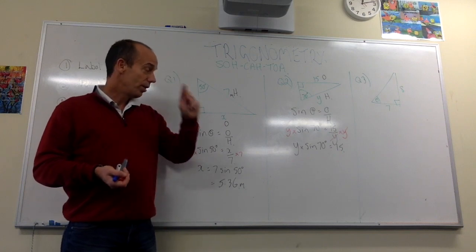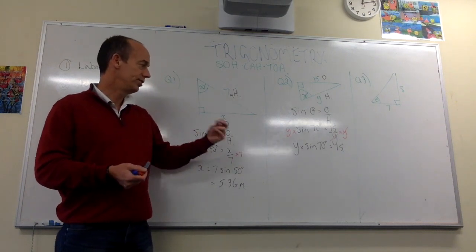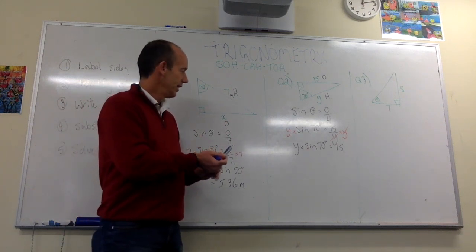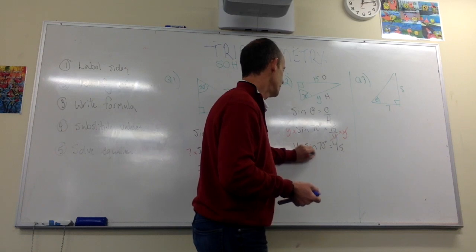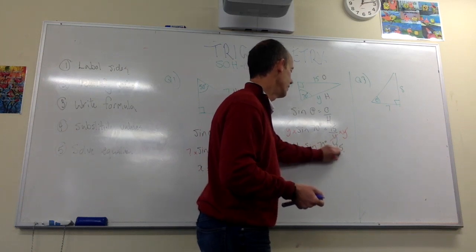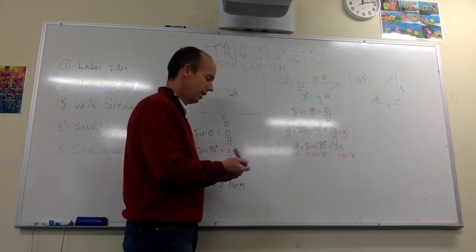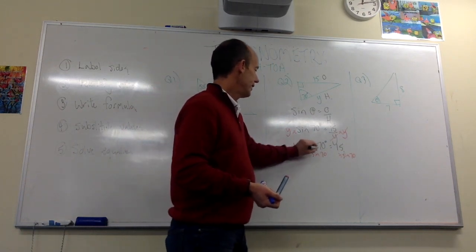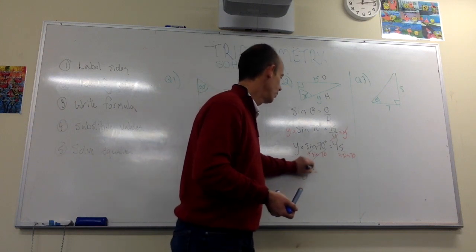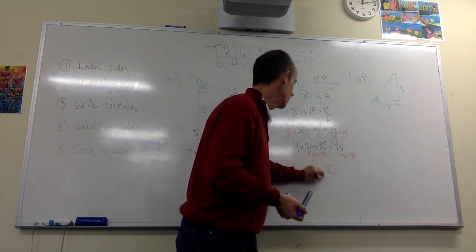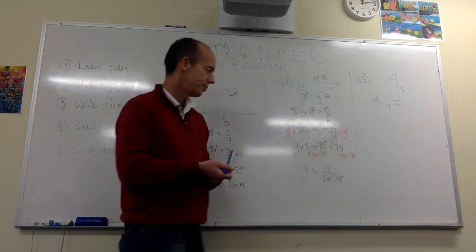Now I'm trying to get the y by itself, and y is now not in the denominator, it's in the top line. So here, what I can do is divide by sine 70 degrees. And I need to do it on both sides. Divide by sine 70. When I do that, this sine is going to cancel with this sine. So I'll be left with y equals 15 divided by sine 70 degrees.